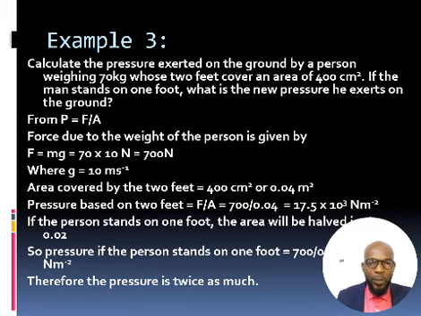So pressure based on 2 feet is equal to force over area, which is 700 divided by 0.04, which will give you 17.5 times 10 raised to power 3 Newton per meter squared. So if the person stands on 1 foot, the area will be halved. That is 0.04 divided by 2, which is going to give you 0.02. So pressure, if the person stands on 1 foot, is going to be 700 divided by 0.02, which is going to give you 35 times 10 raised to power 3. Therefore, the pressure is twice as much.